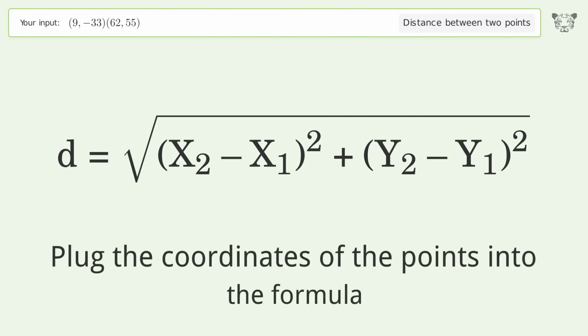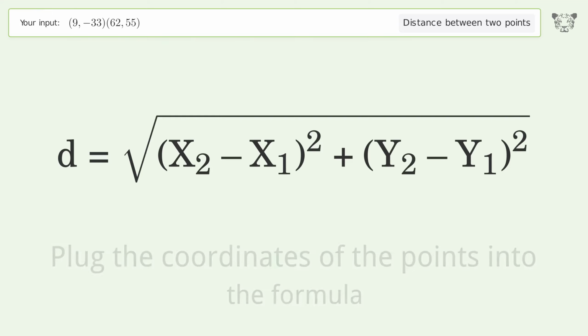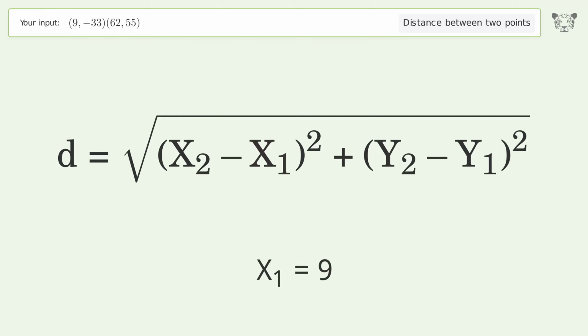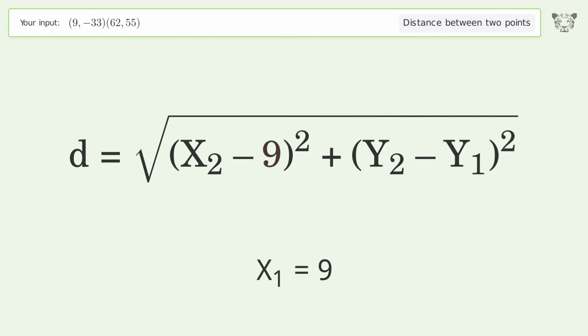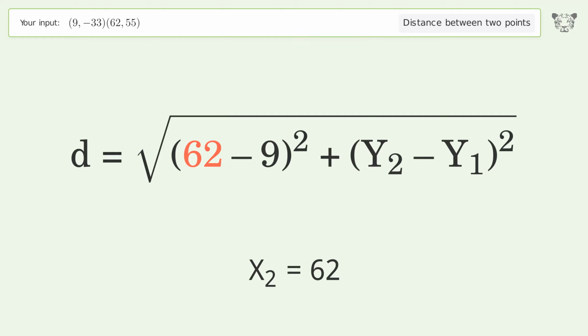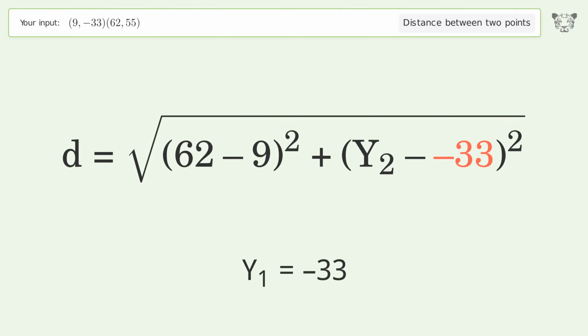Plug the coordinates of the points into the formula. x1 equals 9. x2 equals 62. y1 equals negative 33. y2 equals 55.